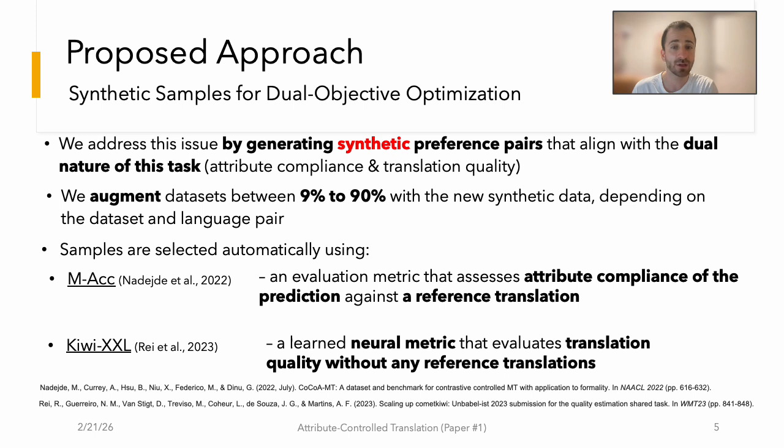For that, we rely on two existing metrics: EMAC to measure the attribute compliance of the generated samples, and EACL as the reference-free metric for translation quality. We use source sentences from the available training data, and we augment it with synthetic samples with the following algorithm.